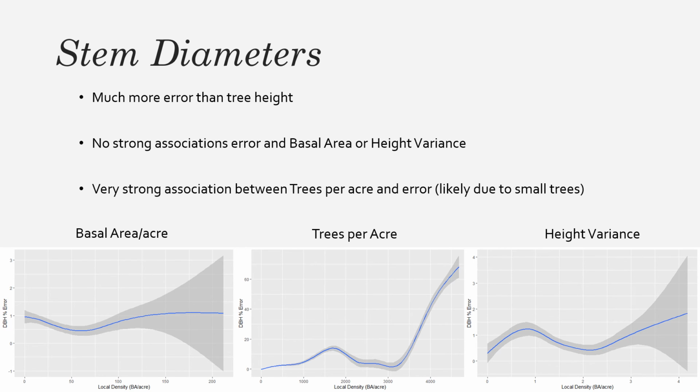But for our diameters, on the other hand, we began to see some trends. Across the board, we saw more error. Although there does appear to be a particularly strong association between trees per acre and error, likely due to the aggregation of small trees. And although there wasn't necessarily a clear association for our other metrics, we can still see that error becomes more variable as basal area and height variability increase.